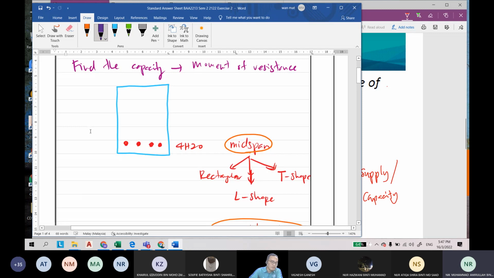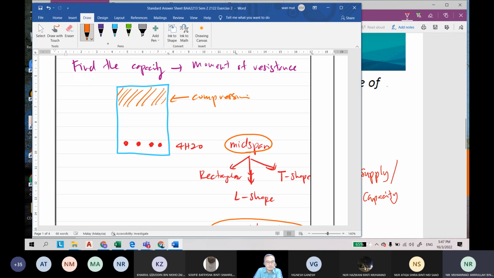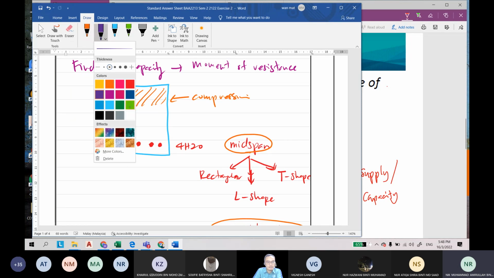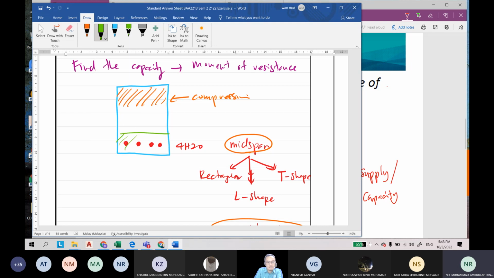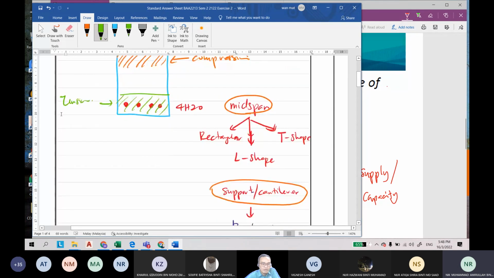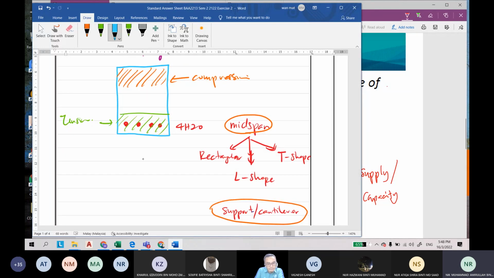Okay, so for this one, the compression is located here. This is compression, and the bottom part is in tension. You must recall back the shape of the stress block. Compression is at the top, and tension is at the bottom.